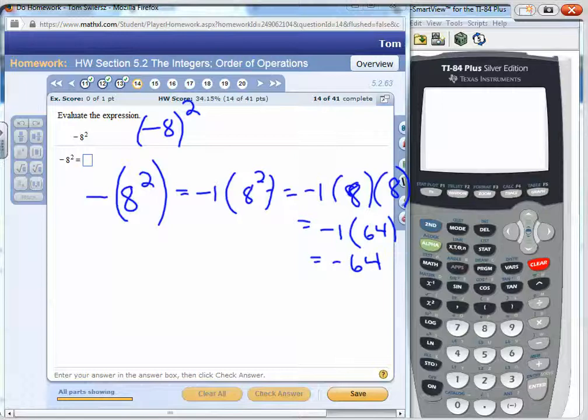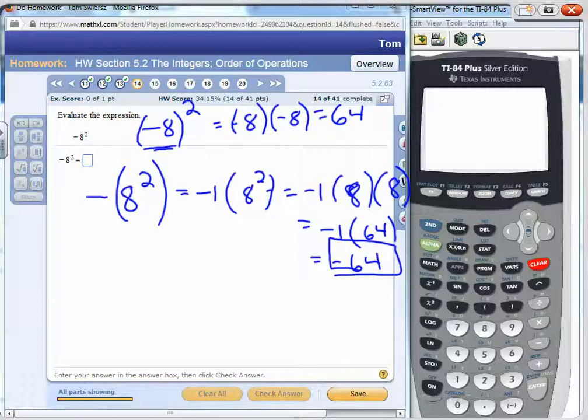Okay, so notice here, if the parentheses was around the base, negative 8, then it would be a negative 8 times a negative 8, which would be a positive 64. But notice it's the opposite of 8 squared. It's automatically assumed, if the negative is not part of the base, that it's really 8 squared times a negative 1, so our answer is negative 64.